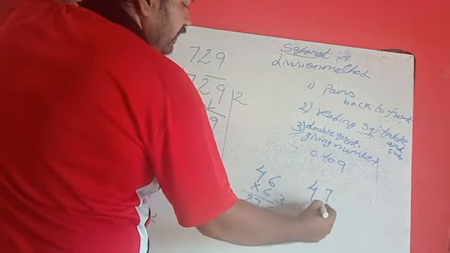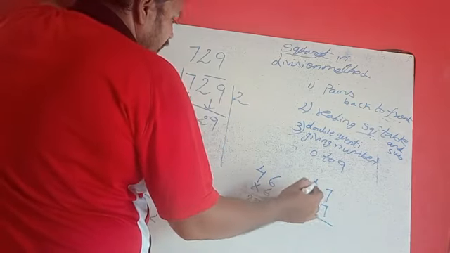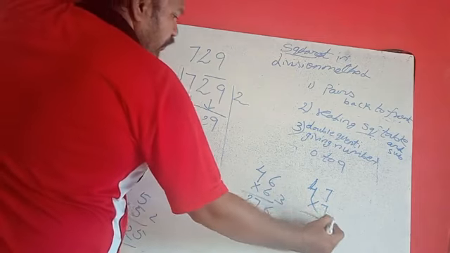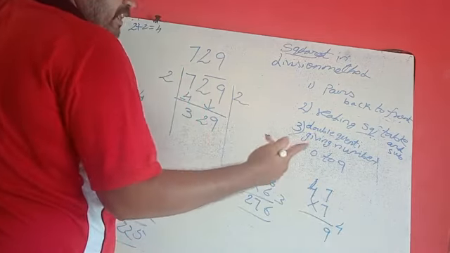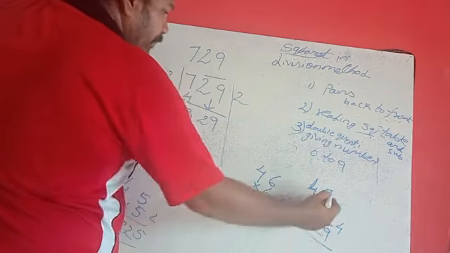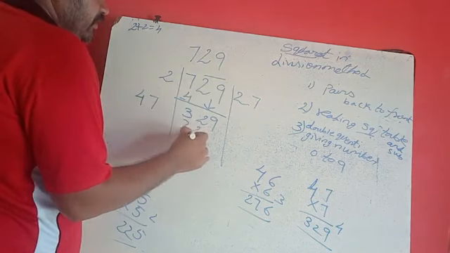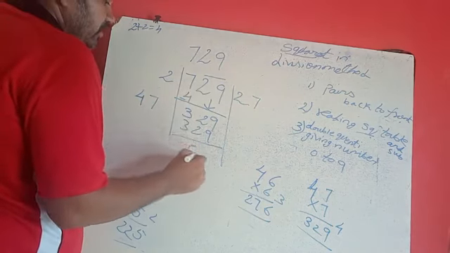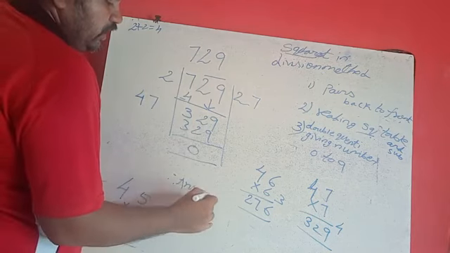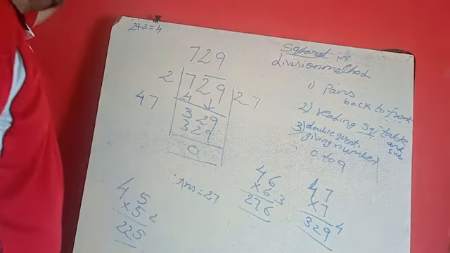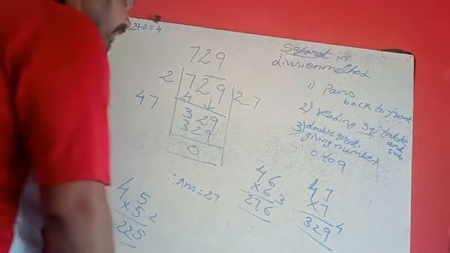4 7 into 7. This 4 is a little bit bigger because this is the doubled one. 7 7s are 49. 7 4s are 28. 29, 30, 31, 32. For how many numbers it came? 7 times. So 7, 7. That is 329. Subtraction 0. Therefore, answer is 27. Like that, another one sum.